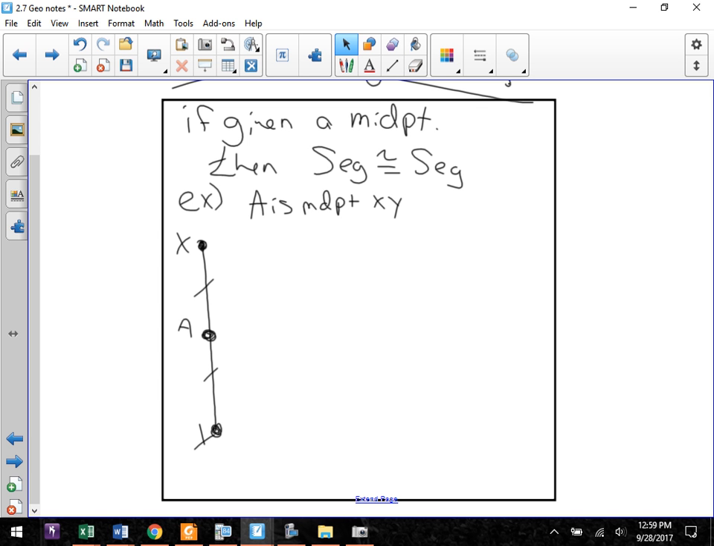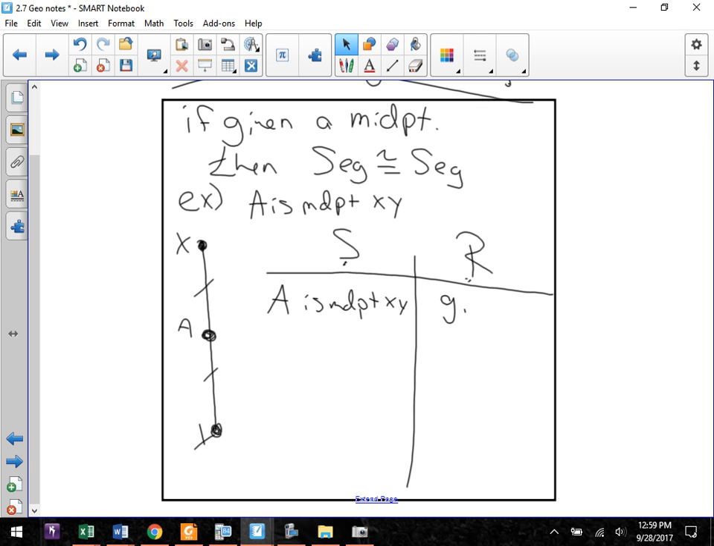Now, as far as a proof is concerned, that means we're looking at it via two columns: statements, reasons. What you're saying, why you're saying it. Here's the example. If I'm given that A is the midpoint of XY, that's given. Then, if given a midpoint, then segment congruent to segment. Well, A is the midpoint of XY, then XA is congruent to AY.